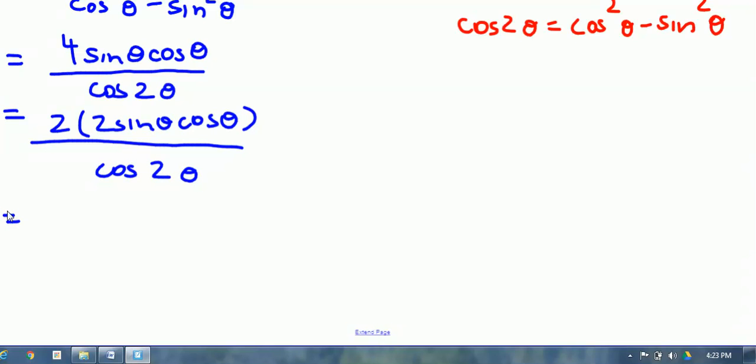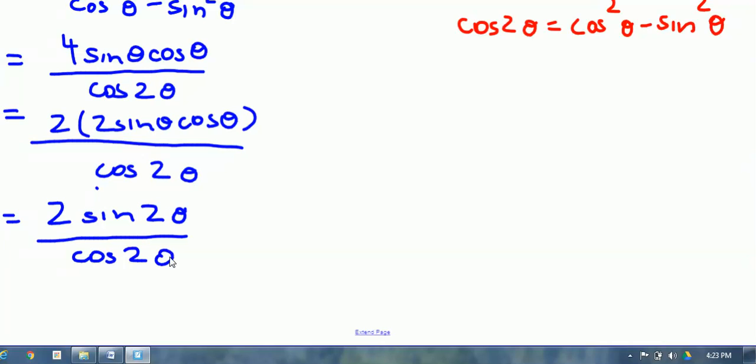And I'm going to turn this into sine 2 theta. I know that identity well, and you should too. So that's 2 over the sine of 2 theta, the cos of 2 theta. And then sine 2 theta over cos 2 theta, we know, is tan 2 theta, which is equal to my right side. So therefore, what did I start with?